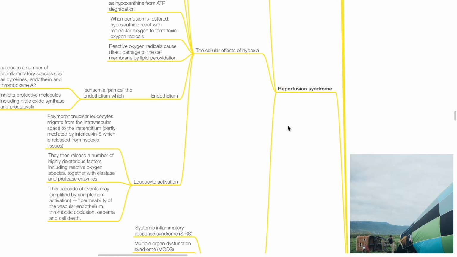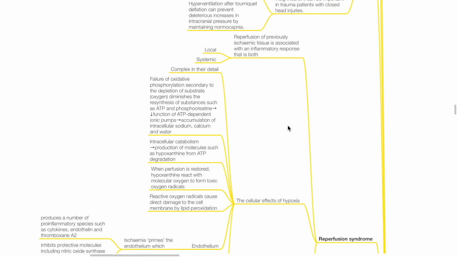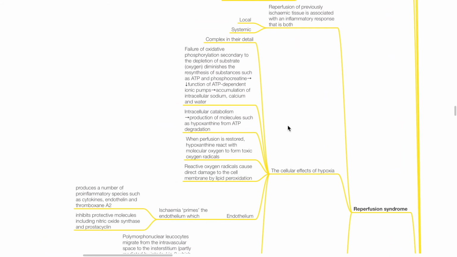Reperfusion syndrome. Reperfusion of previously ischemic tissue is associated with an inflammatory response that is both local and systemic. Cellular effects of hypoxia are complex in detail. Failure of oxidative phosphorylation secondary to the depletion of oxygen diminishes the resynthesis of substances such as ATP and phosphocreatine. This reduces the function of ATP-dependent ionic pumps and results in accumulation of intracellular sodium, calcium, and water.